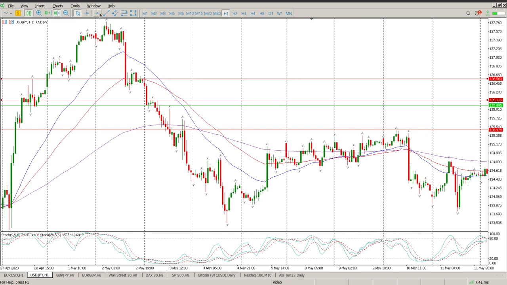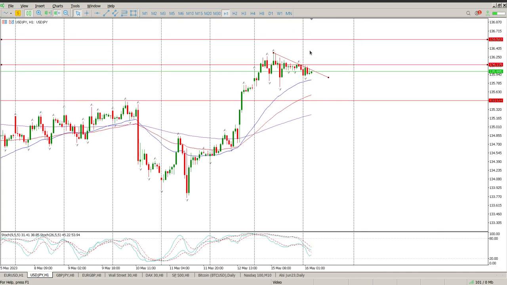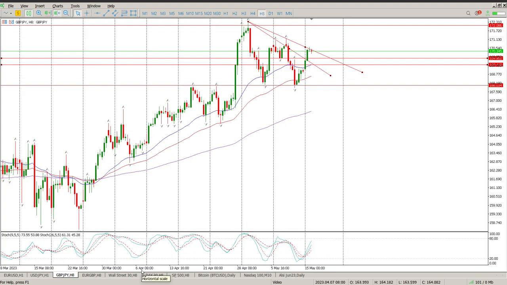You've got that one, and then you have this one. So upside targets here would be 136563 and 136956. So just watch out for both of those, either a break up there or a pullback onto here, and then we're looking for structure.